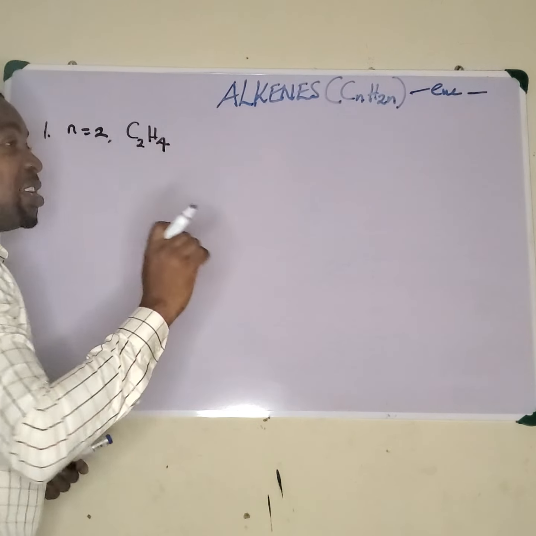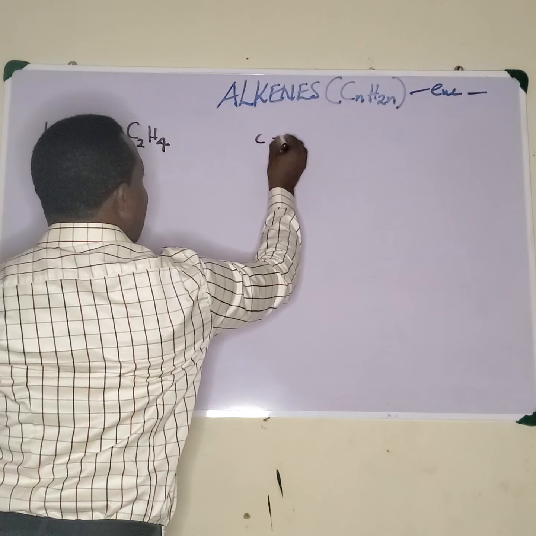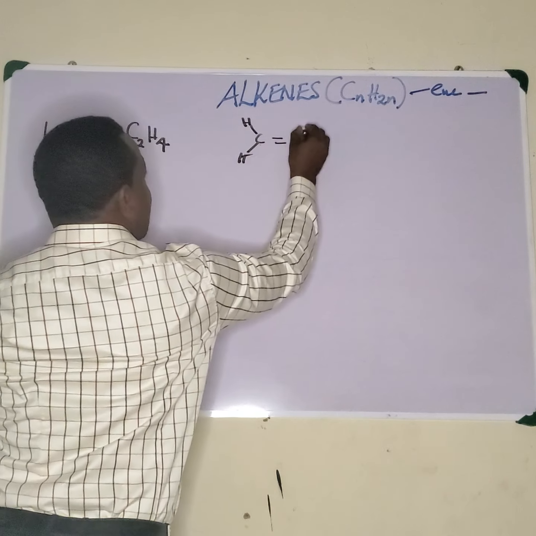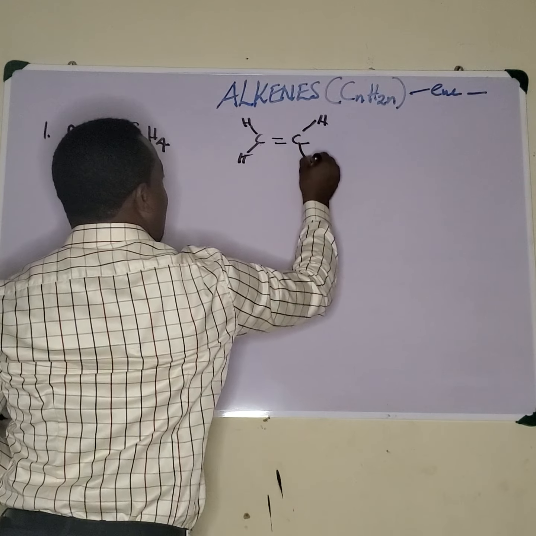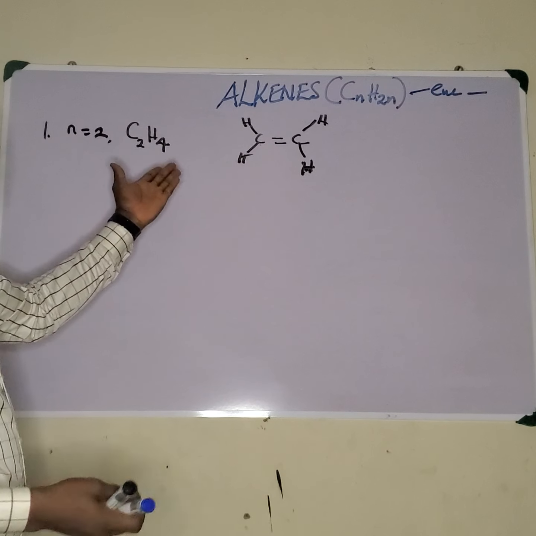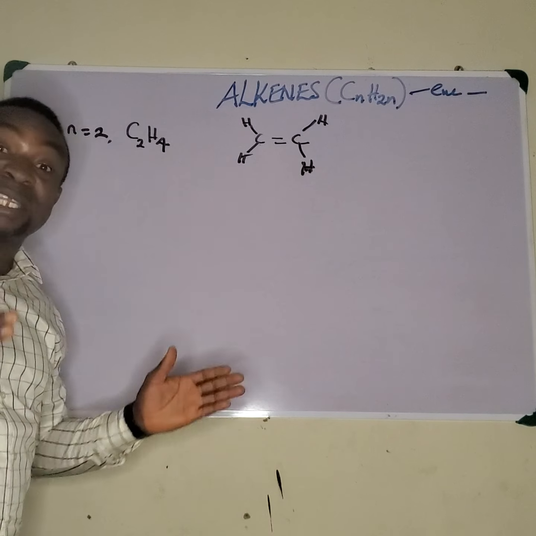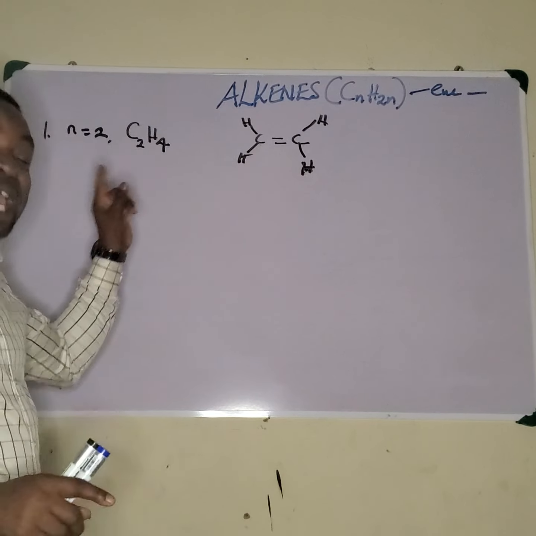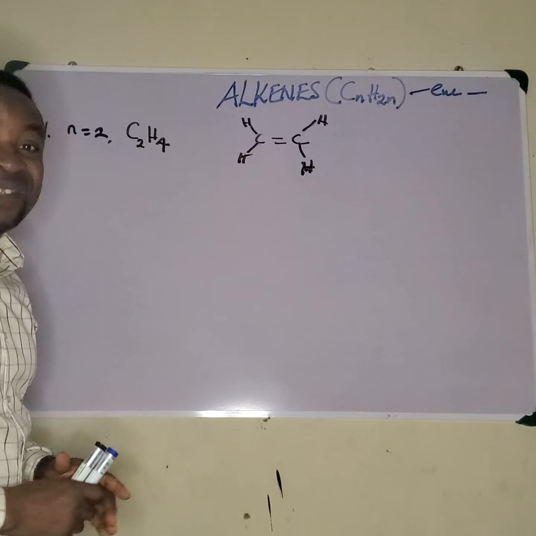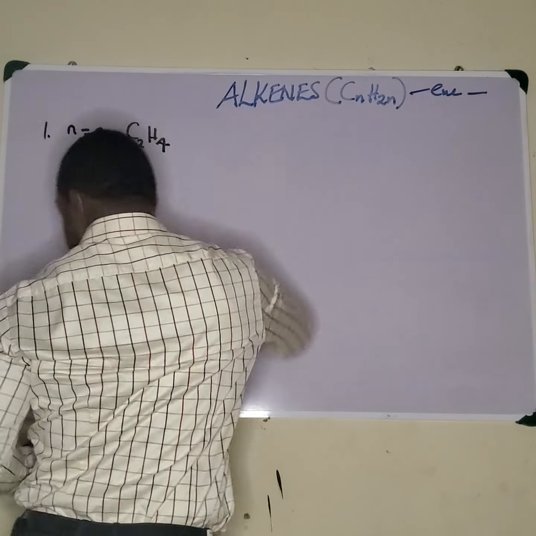The structural formula of this ethene, just remember, has a double bond. A double bond signifies unsaturation, because alkenes and alkynes are unsaturated hydrocarbons, while alkanes are the saturated ones. Which means these ones are more reactive than alkanes. It simply means that these ones are more reactive than what?